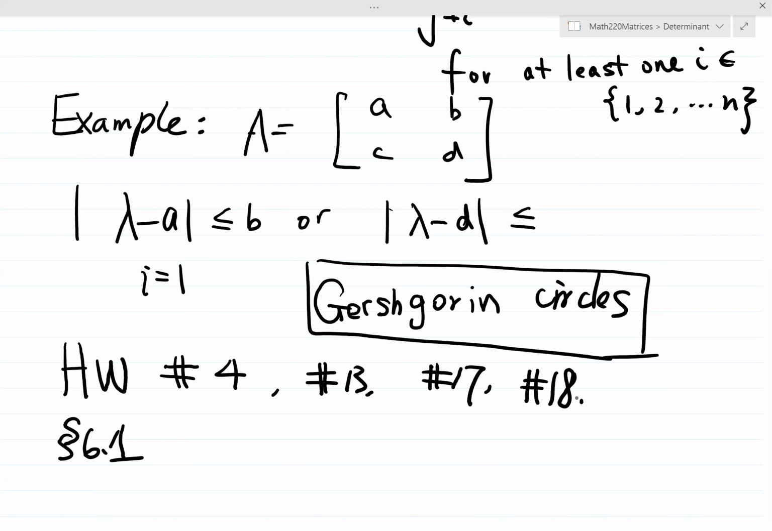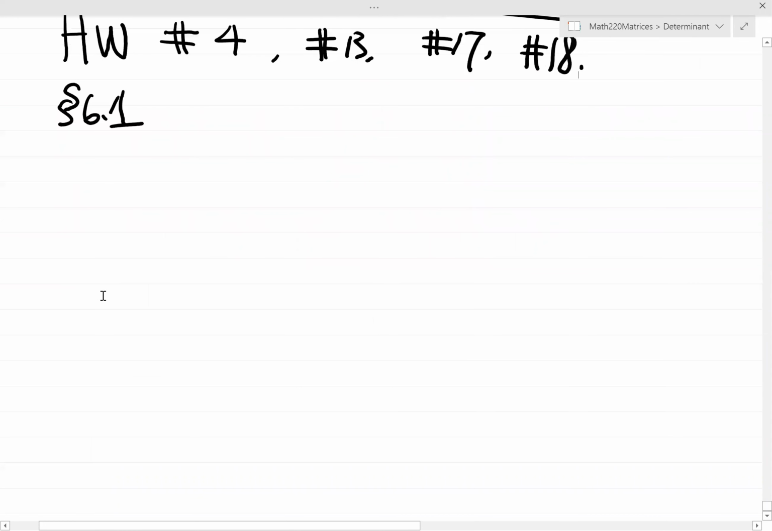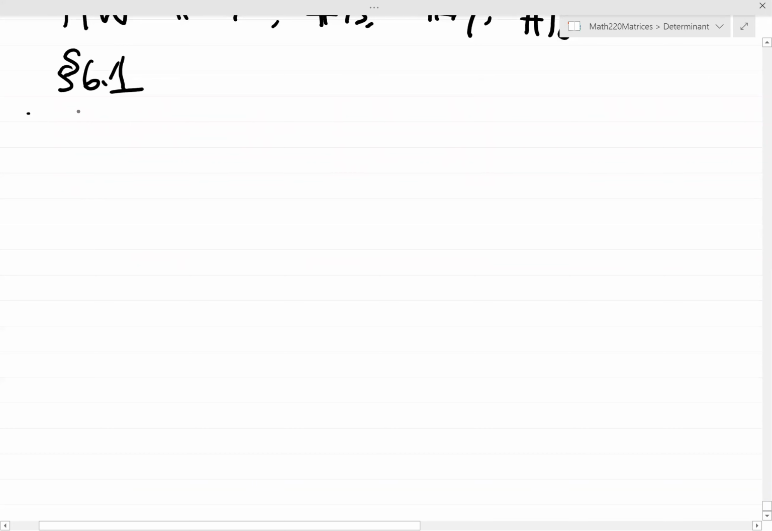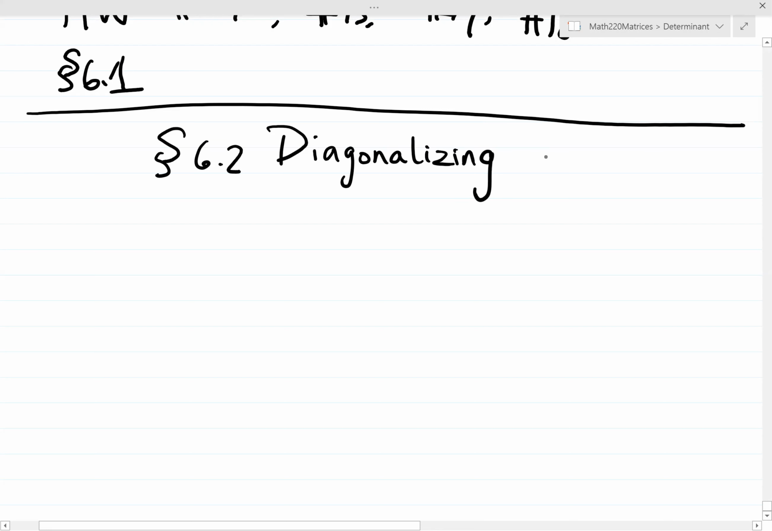We have 20 minutes. Now let's start with the next section, diagonalizing a matrix. Any questions so far? Okay, let's start the next section, diagonalizing a matrix.